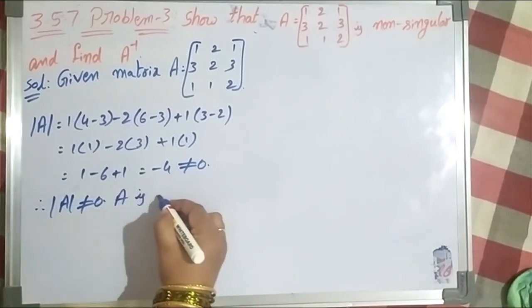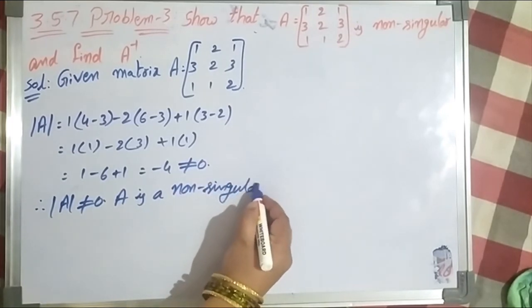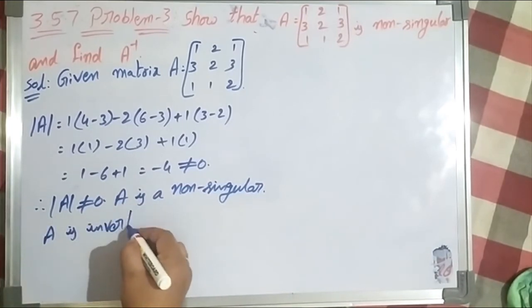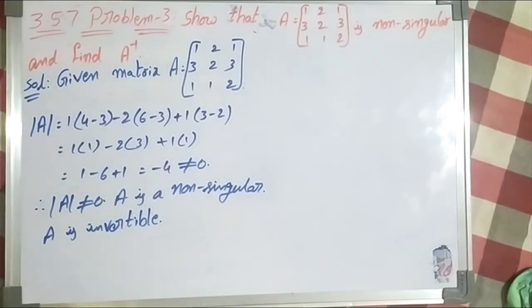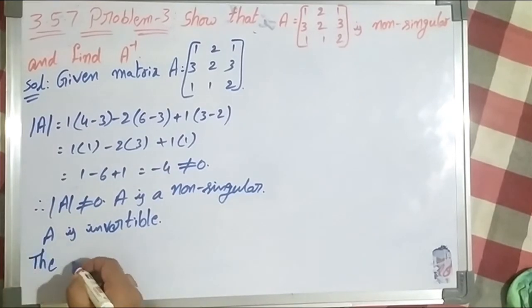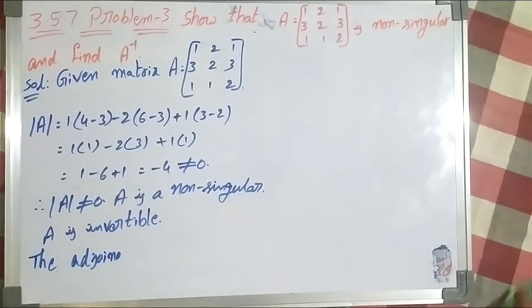Then A is a non-singular matrix, and also A is invertible. Then we have to find the inverse of the matrix, A inverse. For that, we have to find out the adjoint of A. For finding the adjoint of A, first we have to find the cofactor matrix.